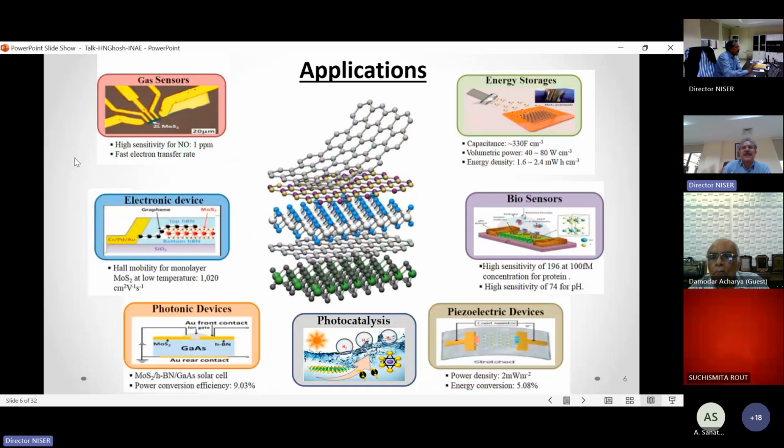There are multiple applications. I'll mention a few applications of MoS2: gas sensors, electronic devices, photonic devices, photocatalysis, piezoelectric devices, biosensors, and energy storage. So why is MoS2 so highly used? All these papers are published and people are using it in different applications, and that's what I have mentioned here.